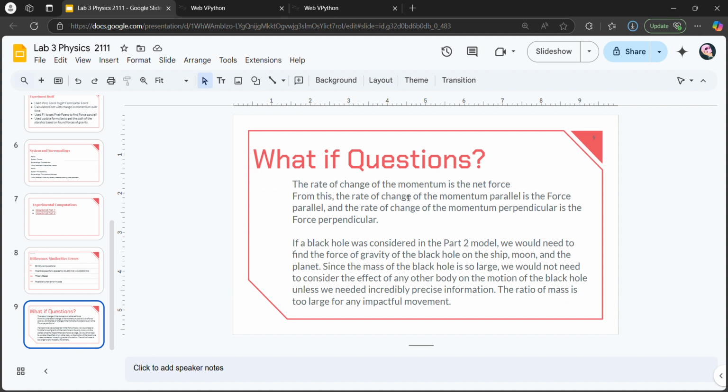What if questions? For the first one, the rate of change of the momentum is the net force. From this, the rate of change of the momentum parallel is the force parallel, and the rate of change of the momentum perpendicular is the force perpendicular. And then if a black hole was to be considered for a Part 2 model, we would need to find the force of gravity of the black hole on the ship, the moon, and the planet. And since the mass of the black hole is so large, we wouldn't really need to consider the effect of any other body on the motion of the black hole, unless we need to be incredibly precise. The ratio of the mass between the black hole and anything else is just going to be too large.